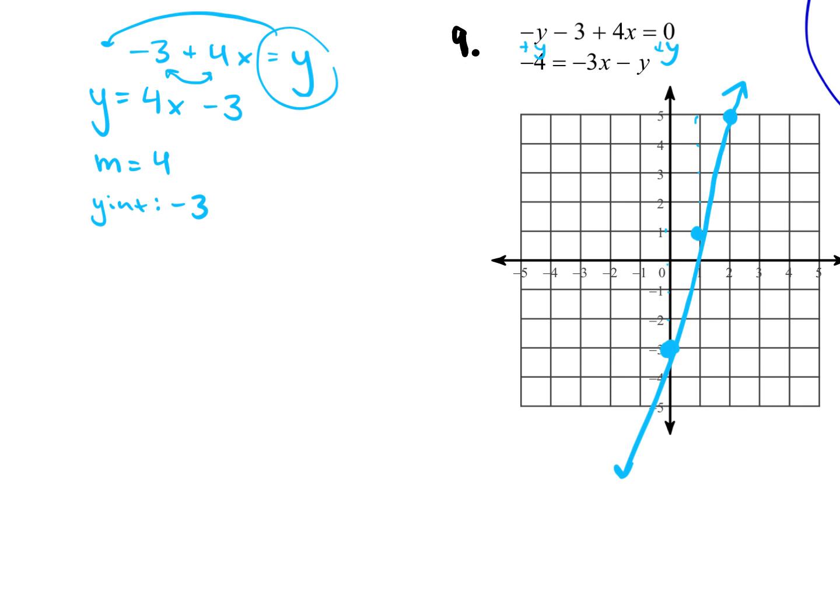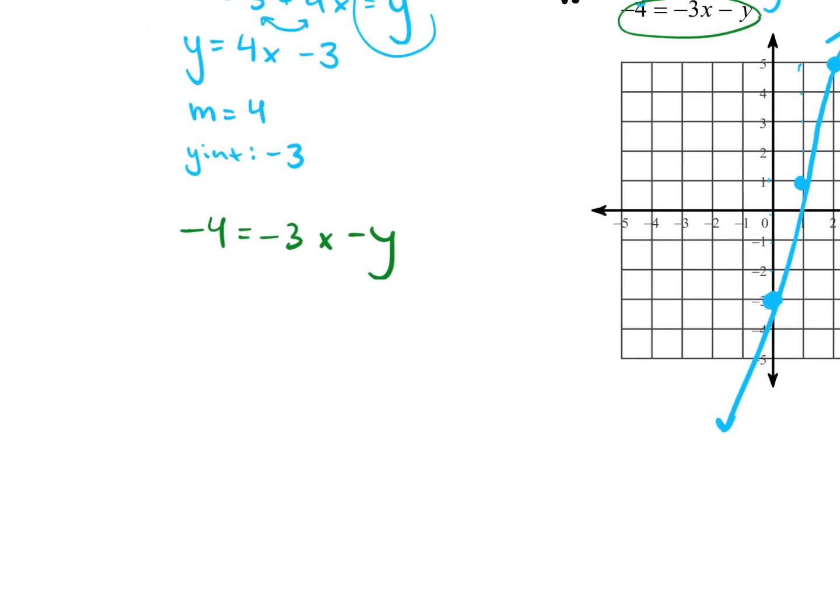Let's do the same thing for the second one. Again, we want it to be y equals mx plus b. So what do you want to do first? Do what? Plus y and plus 4. Awesome. So we'll just do 2 steps in one. We have y is equal to negative 3x plus 4.